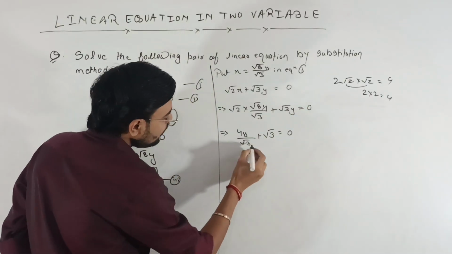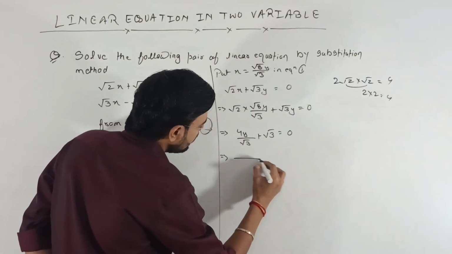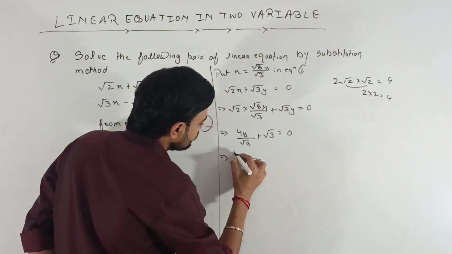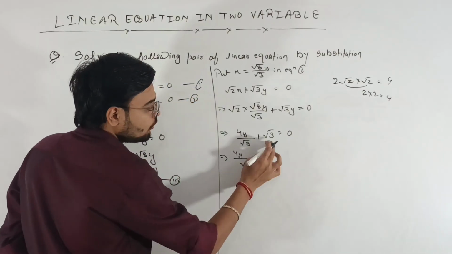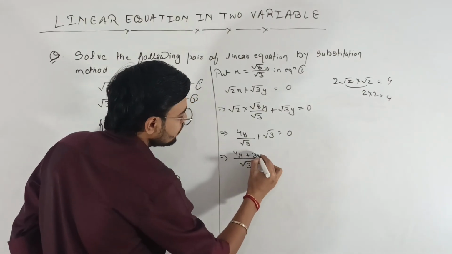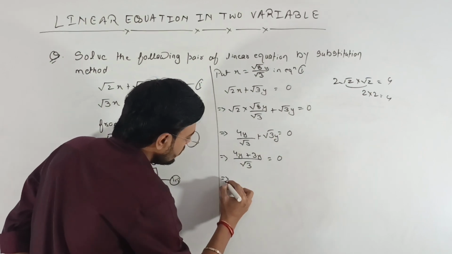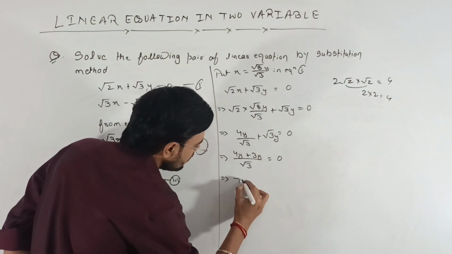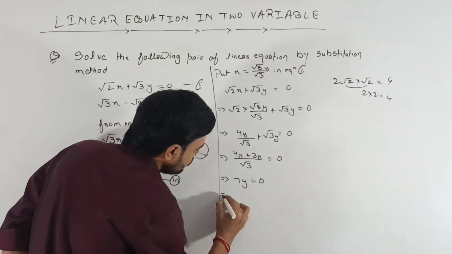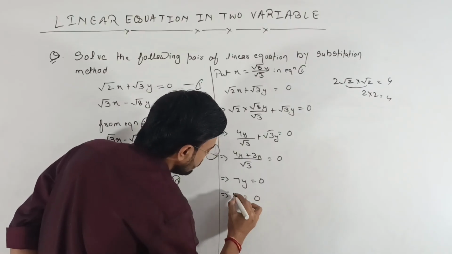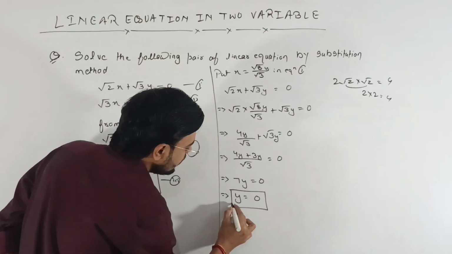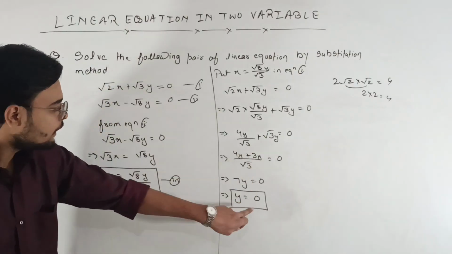Now take LCM. This LCM is root 3. So this is 4y, and root 3 into root 3y is 3y. This is 3y is equal to 0. Now from here, 4 plus 3 is 7y is equal to 0. So y is 0. Now we have y is equal to 0.